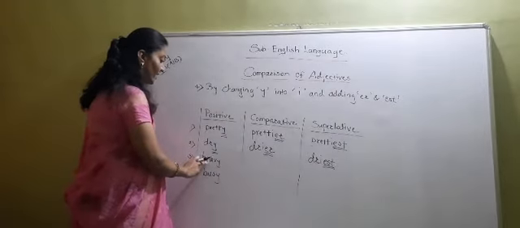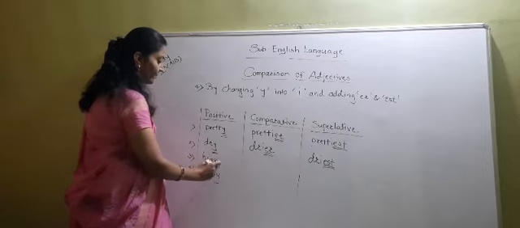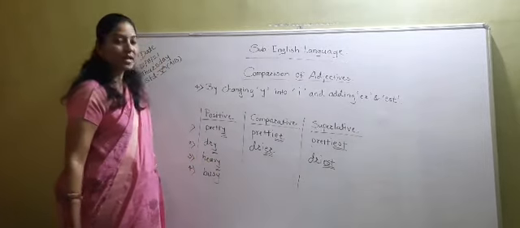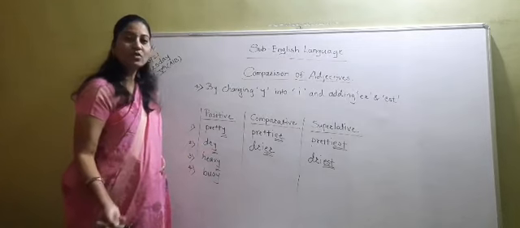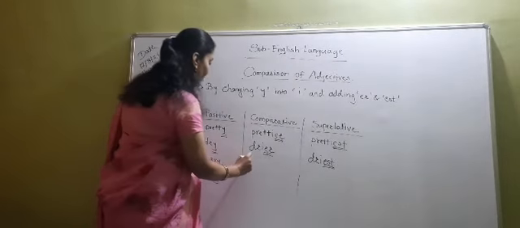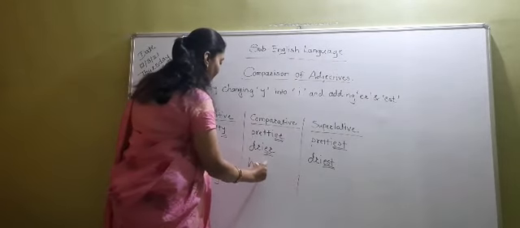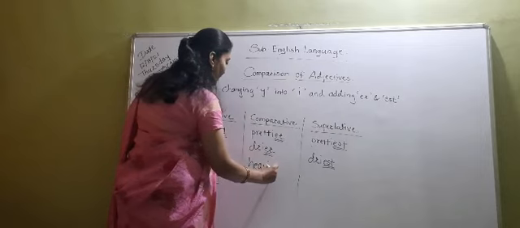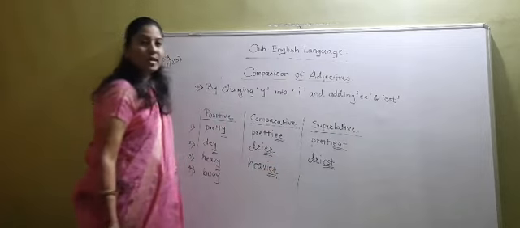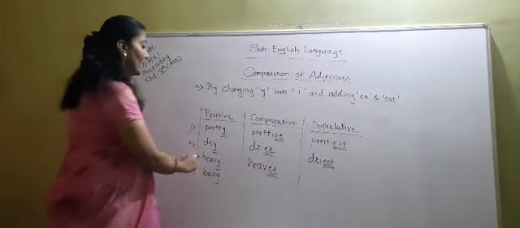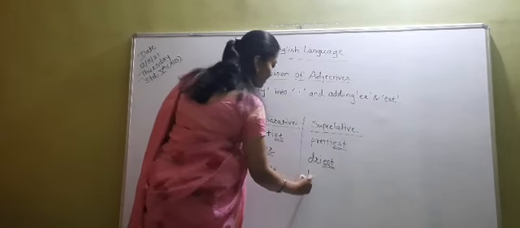Then heavy. H-E-A-V-Y. Spelling ends in Y. So you have to turn Y into I. H-E-A-V-I-E-R. Add ER to that word. Heavier. Heavy, heavier, heaviest.